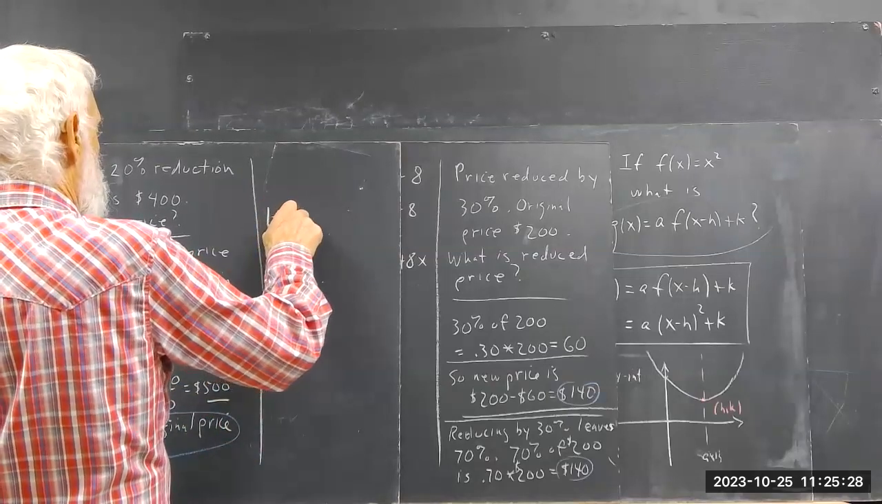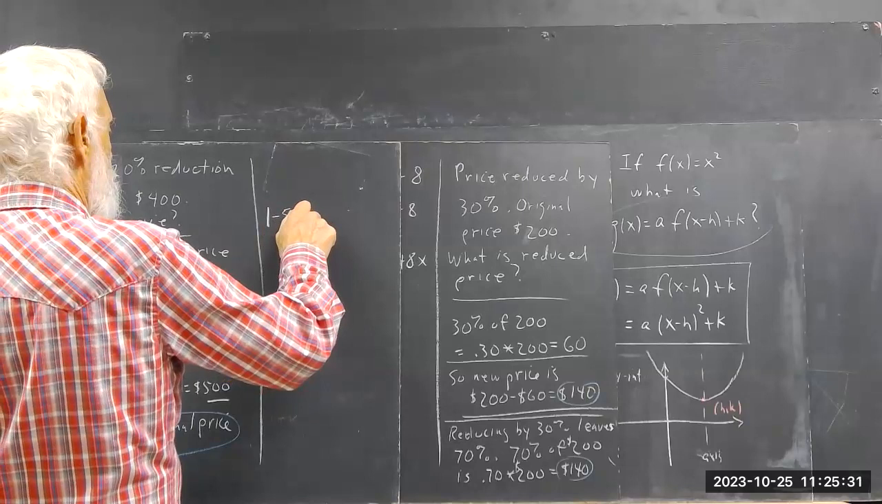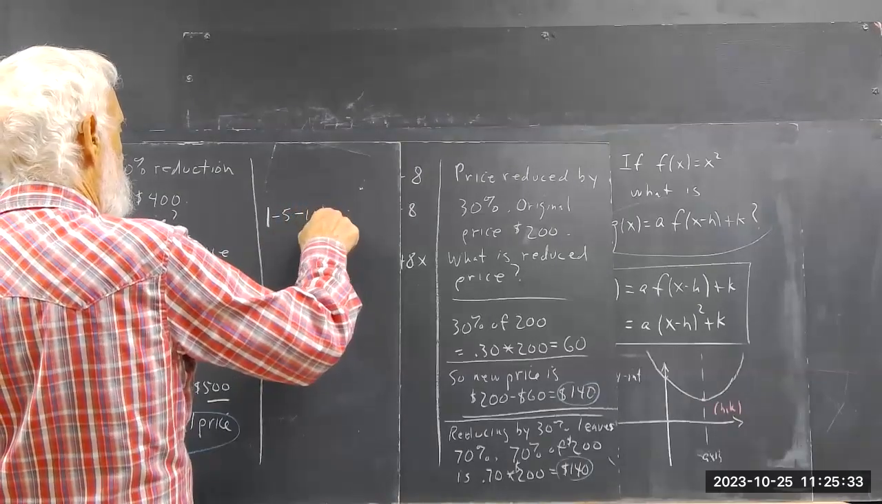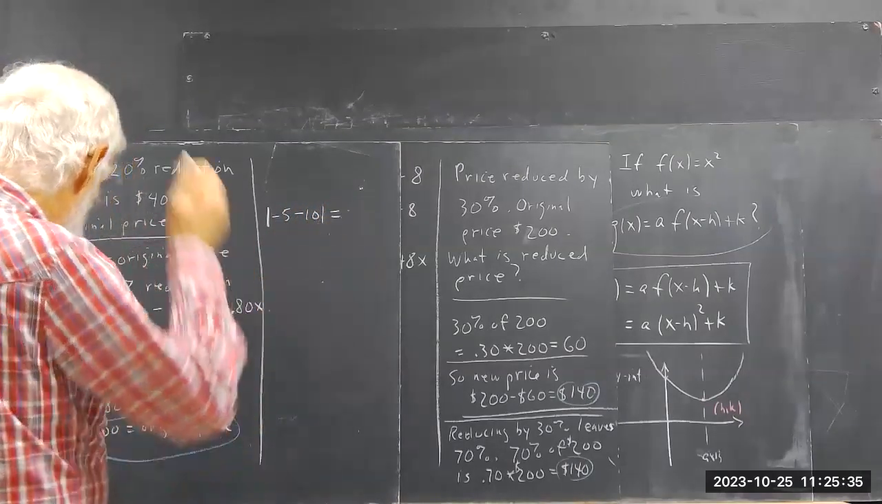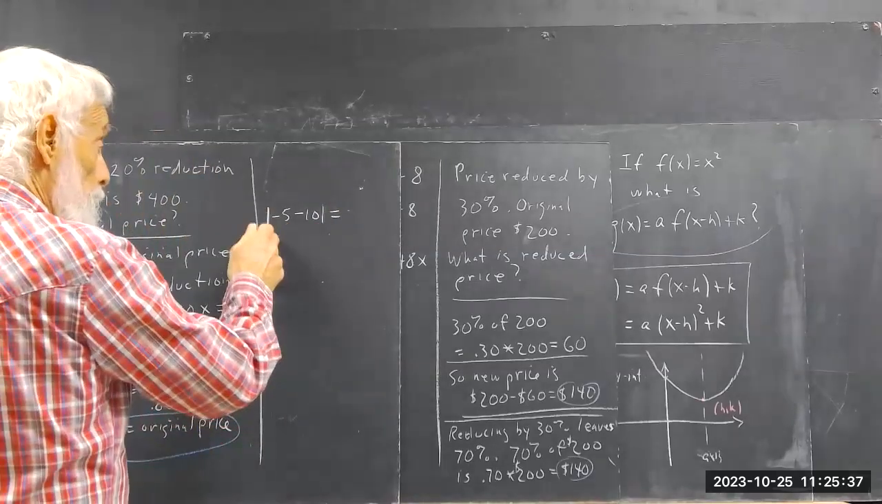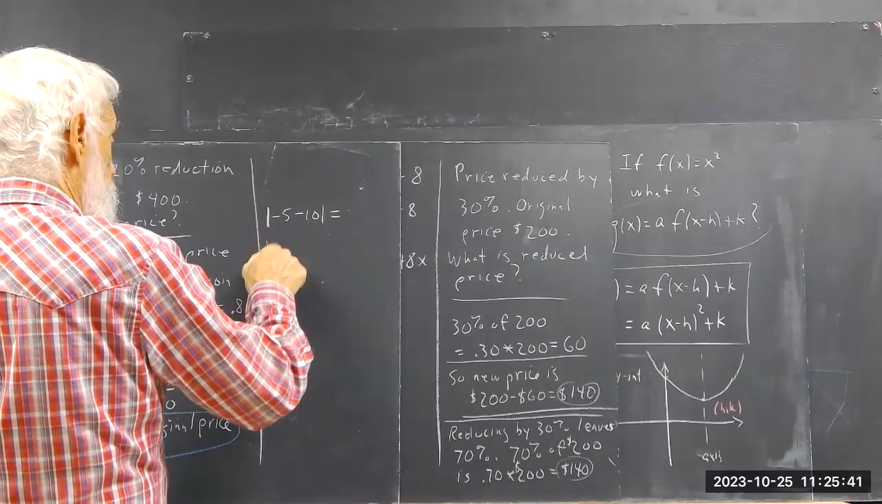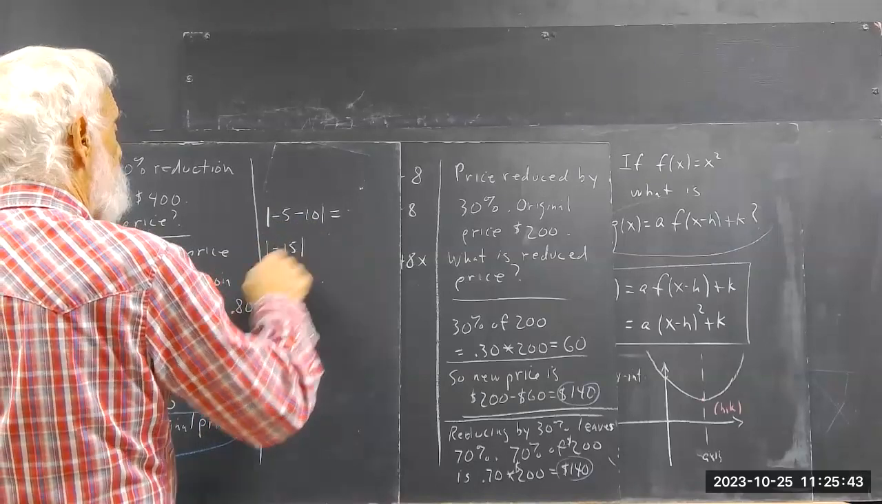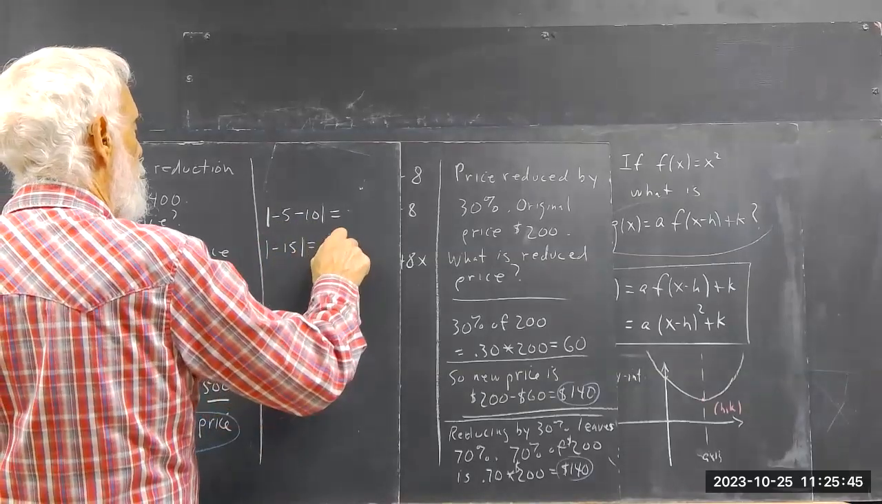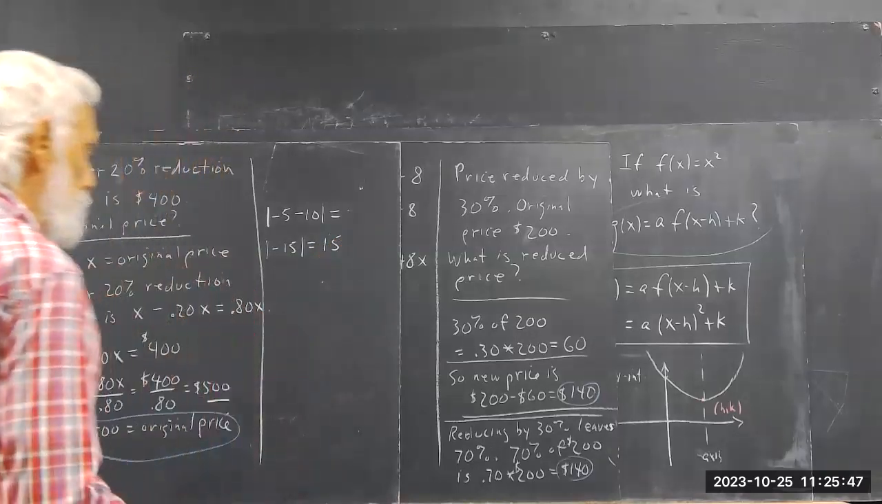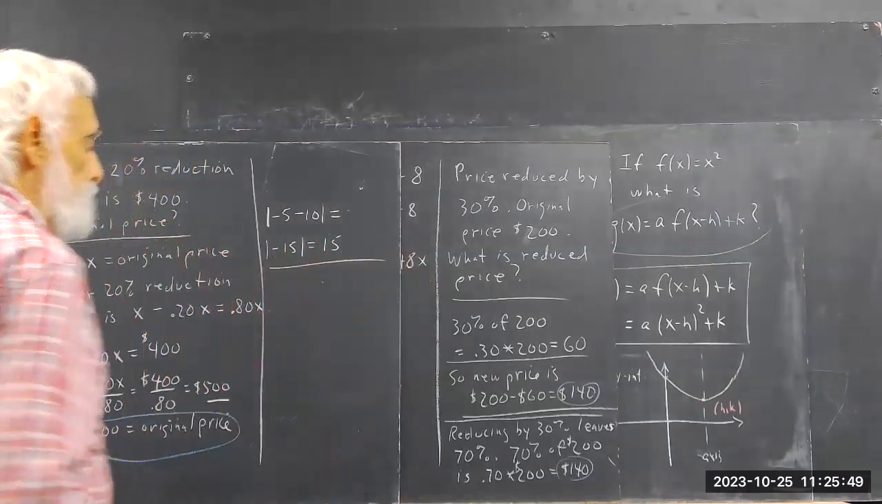Absolute value of -5 minus 10 equals what? Well, you work inside the absolute value signs. -5 minus 10 is -15. And the absolute value of -15 is 15. That's it.